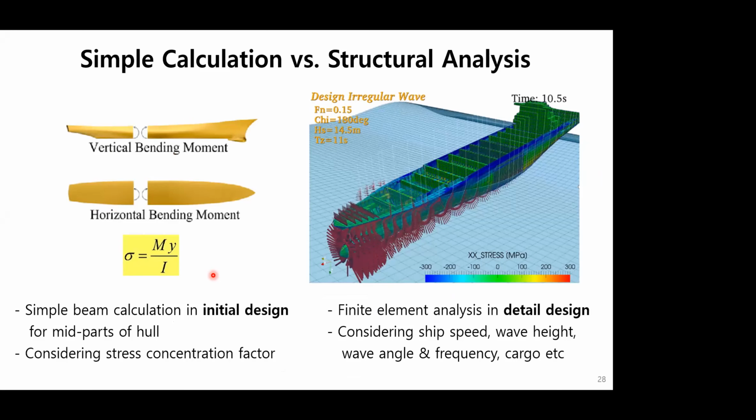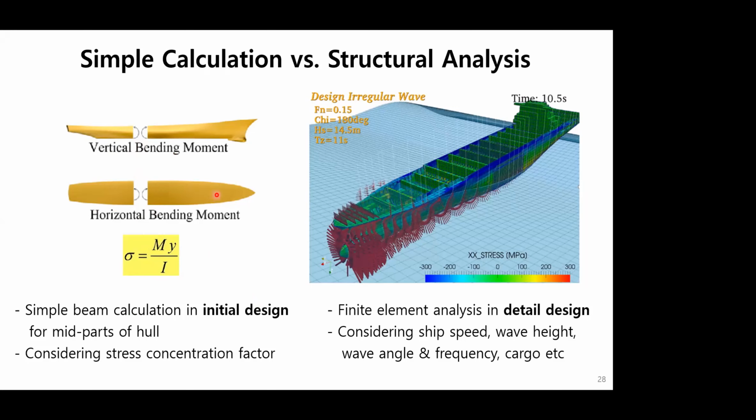Simple calculation versus structural analysis. In the initial design stage, we usually use a simple beam calculation to determine the maximum bending stresses at mid parts using this equation, and the geometrical stress concentration factors. In this case, the bending moment M is determined empirically based on a probabilistic approach and some formulas of classification rules.